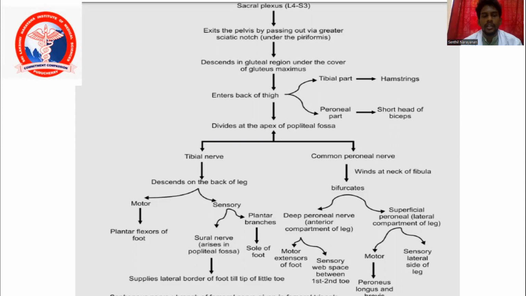Motor, it supplies the plantar flexors of foot. Sensory, it divides into the plantar branches to the sole of foot, and as sural nerve, it supplies the lateral border of foot till the little toe.